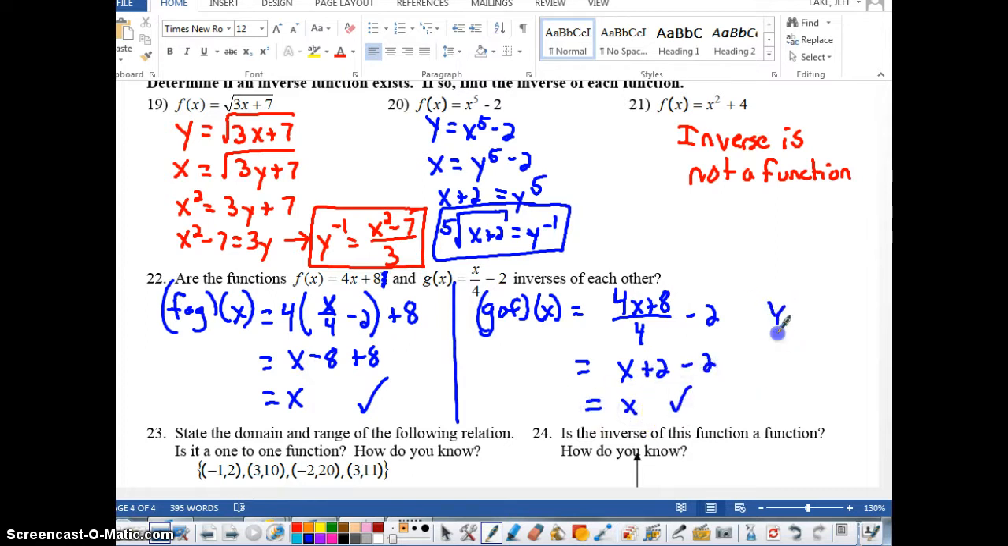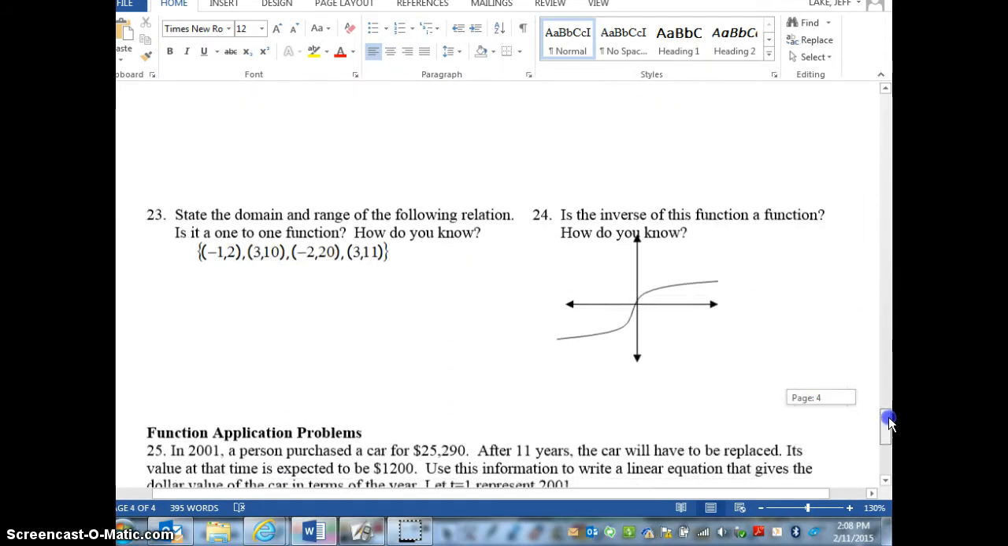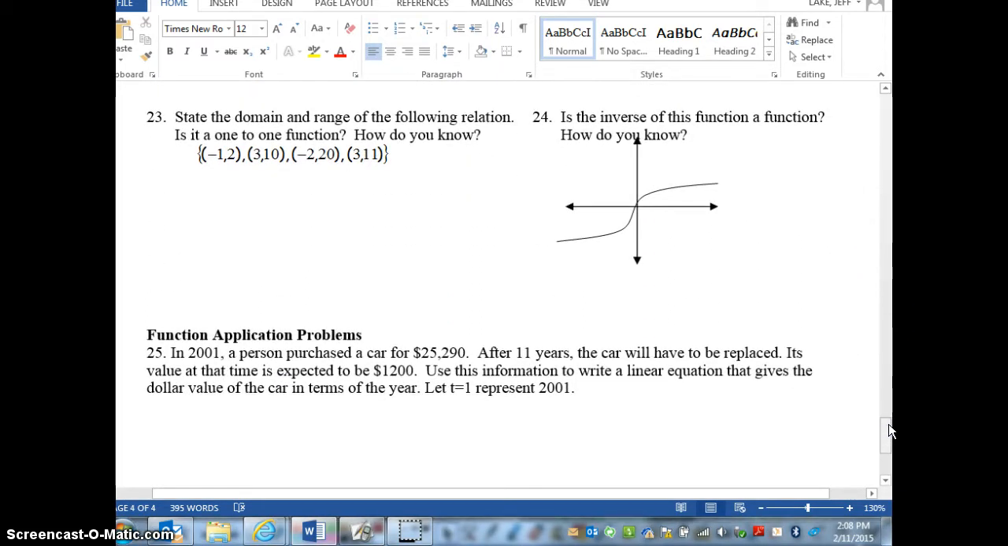That works out. So the answer here is yes, they are inverses of each other because when you do f of g and g of f, it comes out to be x for both of those. It's not that it's the same, they both have to be x. All right, so 23 and 24 here.